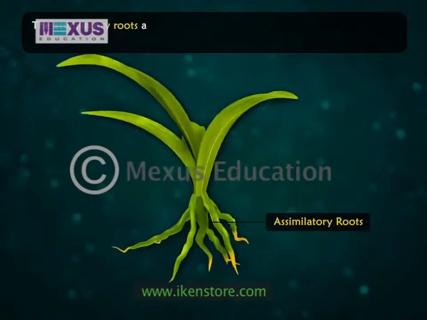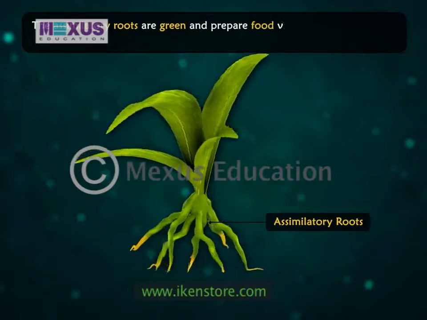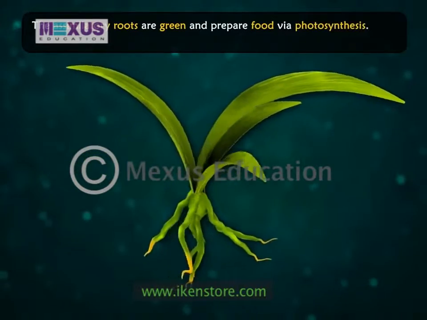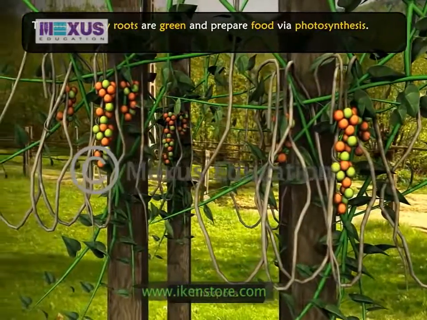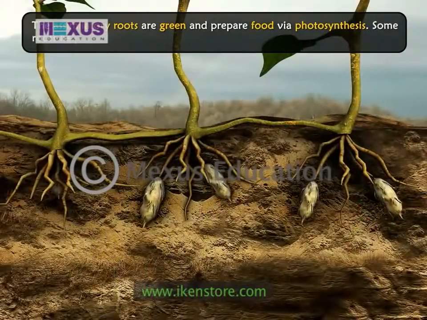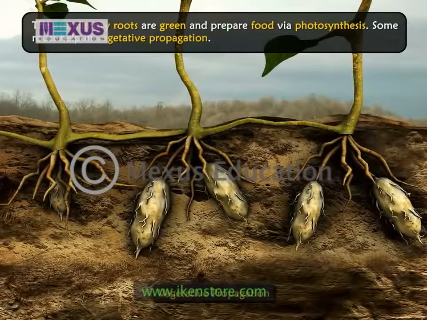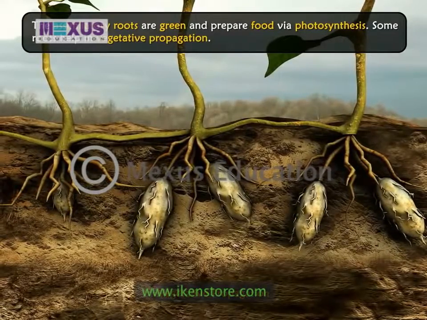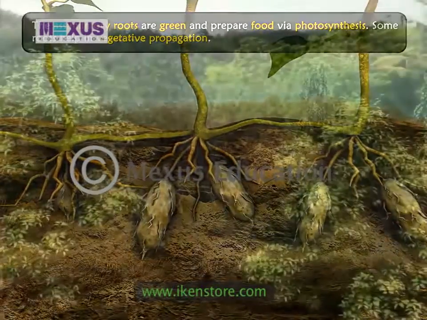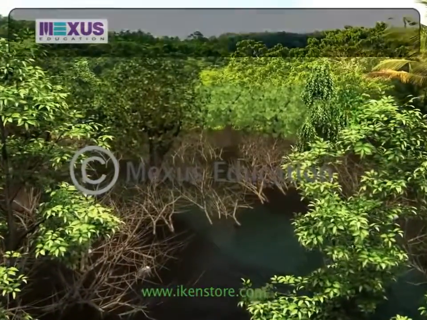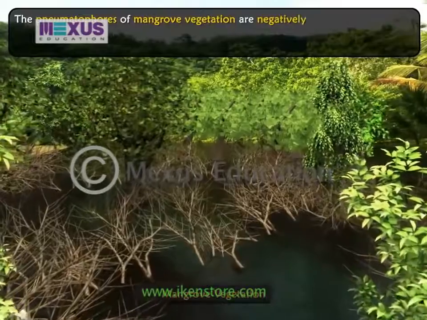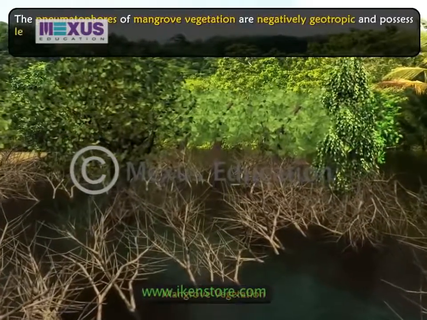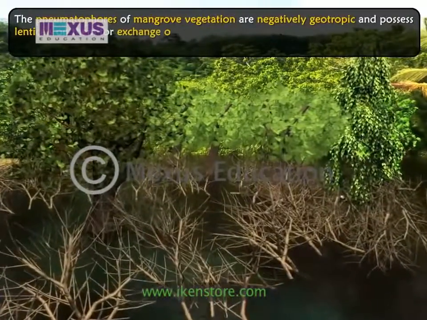The assimilatory roots are green and prepare food via photosynthesis. Such roots are commonly found in Tinospora. Some roots help in vegetative propagation, for example, in the case of sweet potato. The pneumatophores of mangrove vegetation are negatively geotropic and possess lenticels on them for exchange of gases.